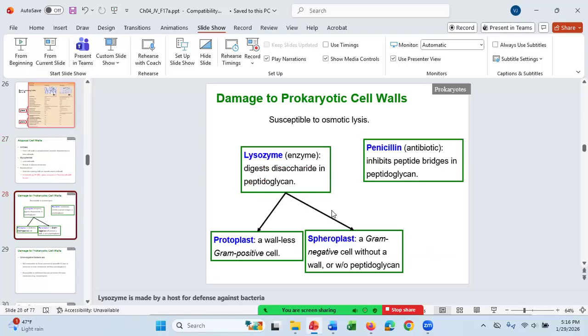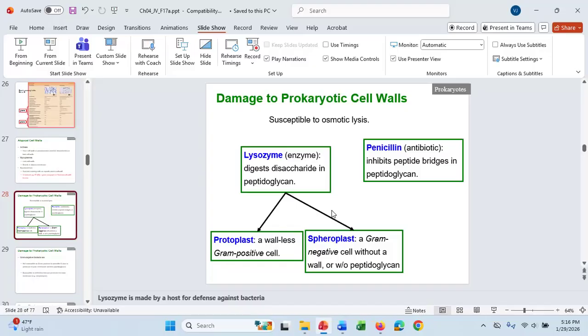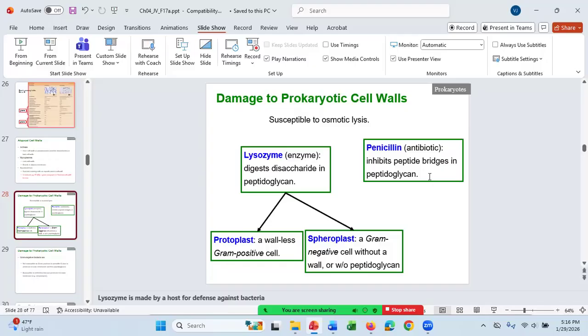You can damage prokaryote cells, and once you damage the prokaryote cell wall, the cell will be susceptible to osmotic lysis. That's actually how penicillin kills cells. It inhibits the peptide bridges, the crosslinks, from forming in the peptidoglycan. That'll create a hole in the cell wall, and then the prokaryotic cell will be susceptible to osmotic lysis.